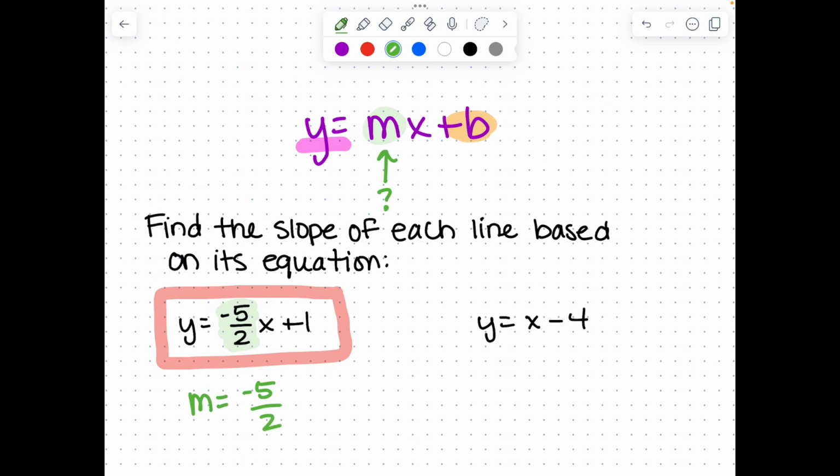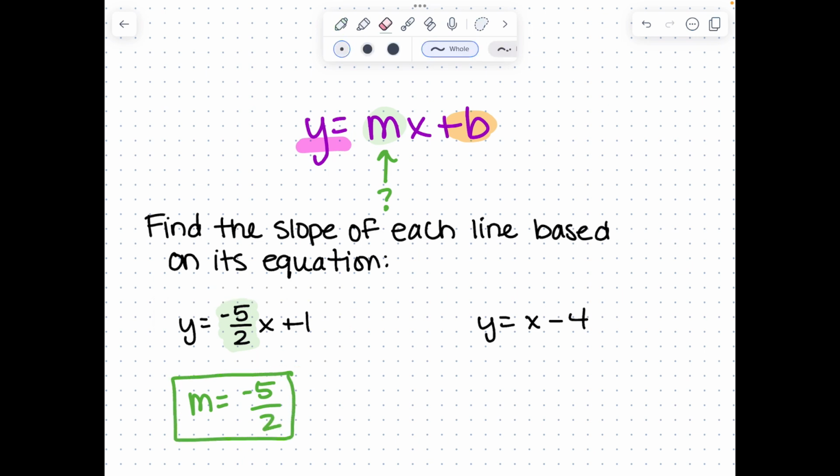So if you're given an equation in slope-intercept form, it's actually really simple to find the slope. You just use the coefficient of x.